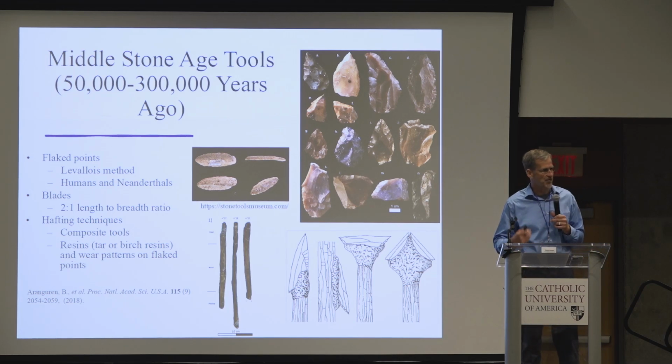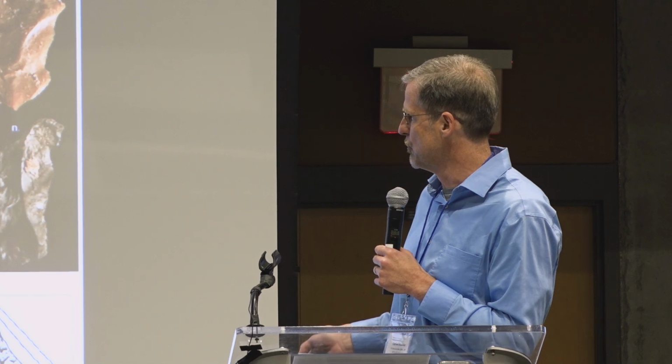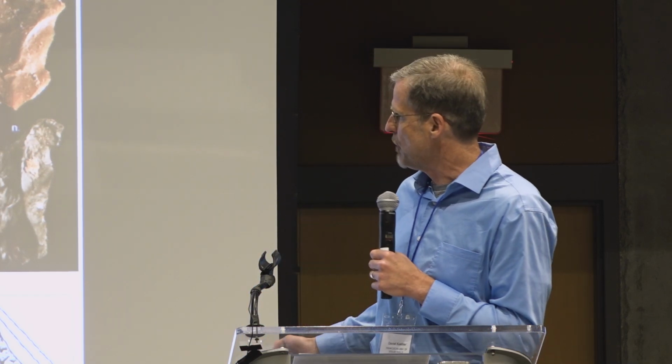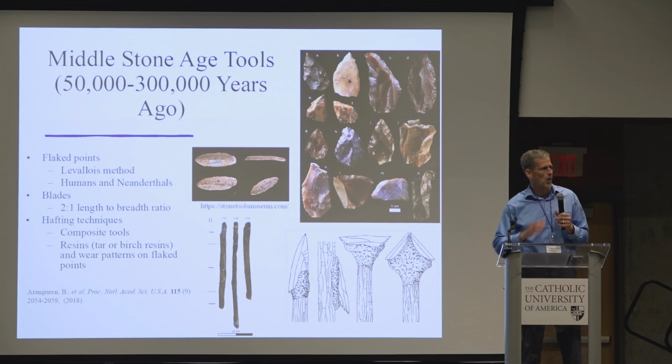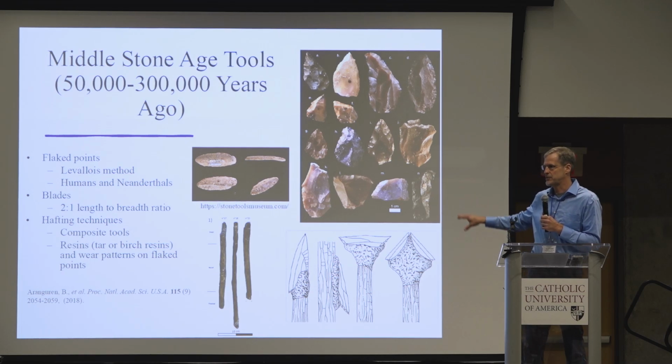Now, how do you find that in the fossil record? Because usually all you find is the tool. The shaft decomposes, it doesn't fossilize. So there's a lot of debate about the earliest composite tool. Some people say it started 400,000 years ago, but there's very good evidence about 200,000 years ago. You actually see tools that have resin on them, right? And that's a really good sign.